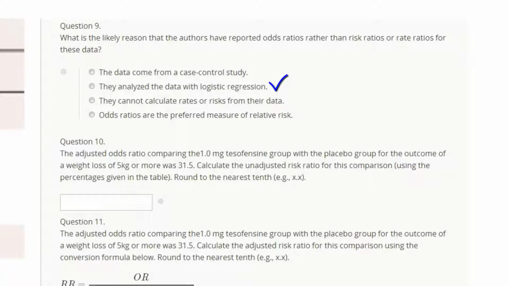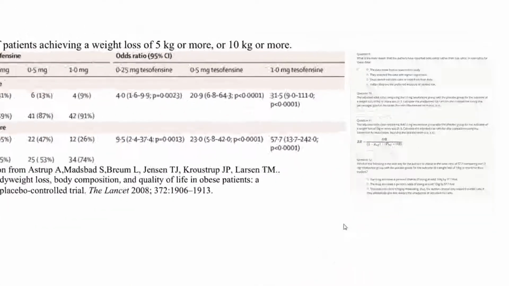They analyzed the data with a logistic regression. And this is the correct answer. The reason they used a logistic regression was to control for confounders. You can put variables into a logistic regression as independent variables in order to adjust for any confounding effects that you might see. And the output of a logistic regression is an odds ratio. And so the authors just reported that output in this table.